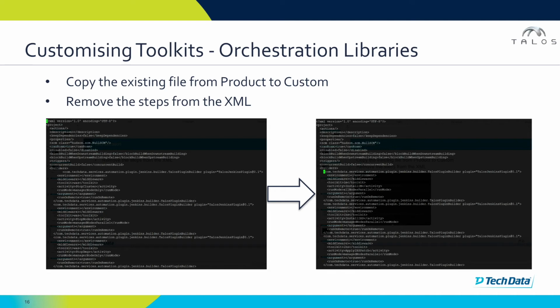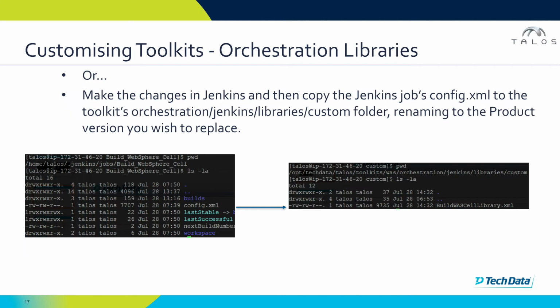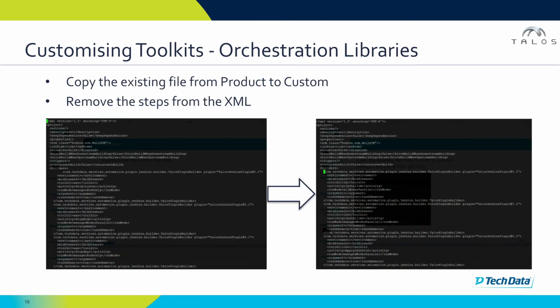So this is that process in action. On the left-hand side here, we see we've got stop cluster, stop node, stop DMGR, and on the right-hand side, we've removed those and we're starting the process at install IM and then going on to install IHS. So we've removed those steps from the XML.